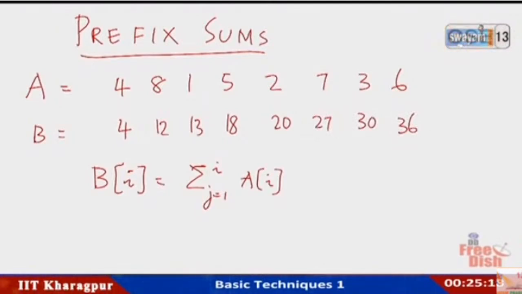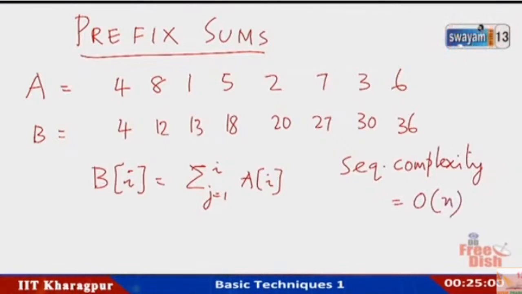So when the sums are computed in this fashion, we say B forms the prefix sums of A. So you can see that the sequential complexity of the problem is order of n. The sequential algorithm is an easy one. You scan the array from the left to the right, and as you go along, you form the sums. Now let us see how to design a parallel algorithm for this problem on an EREW PRAM.